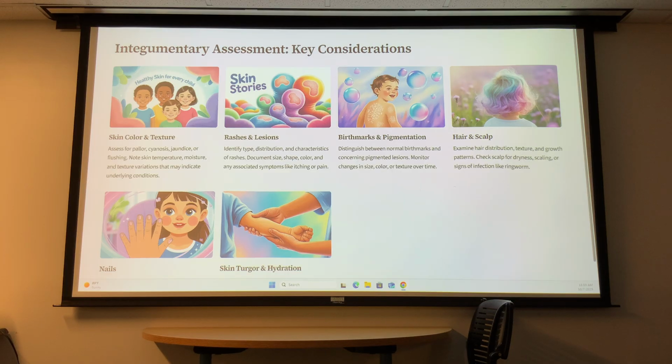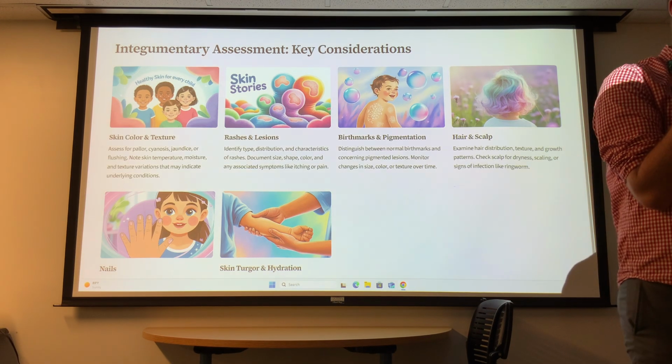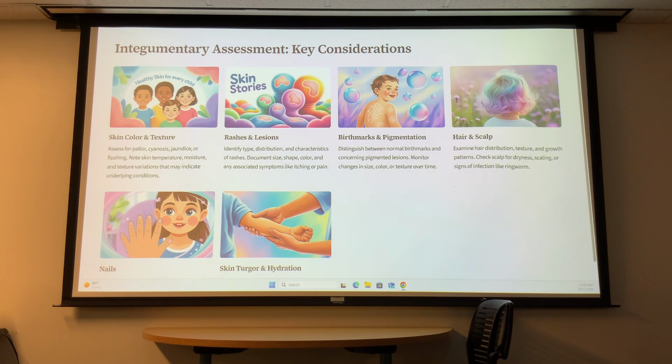Okay, yeah, do they have eczema? Do they have rashes? Do they have psoriasis? Their temperature, right? Is it cold? Is it warm? Are they diaphoretic? Because what can that tell us? Why would they be diaphoretic? Maybe they have a fever, right? Or they're just hot. Okay. Looking at rashes and lesions.